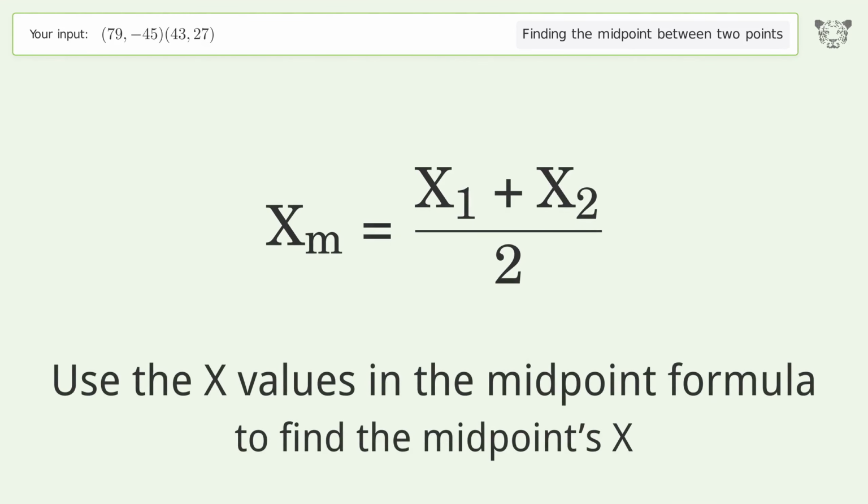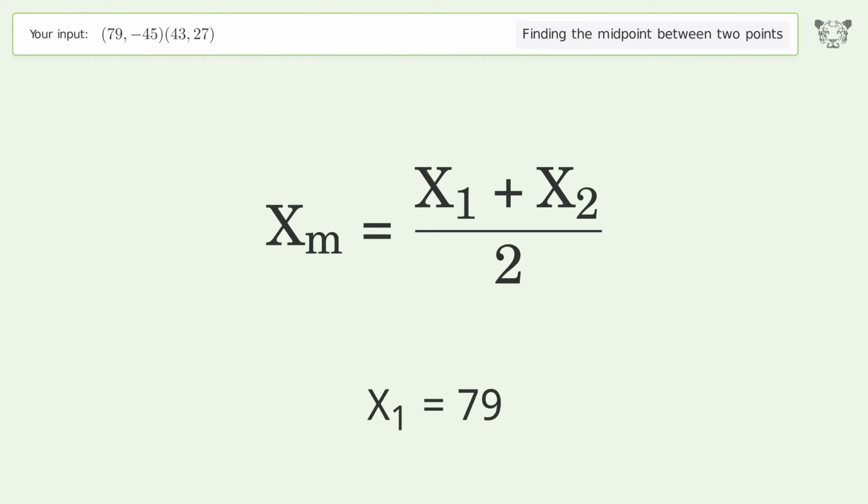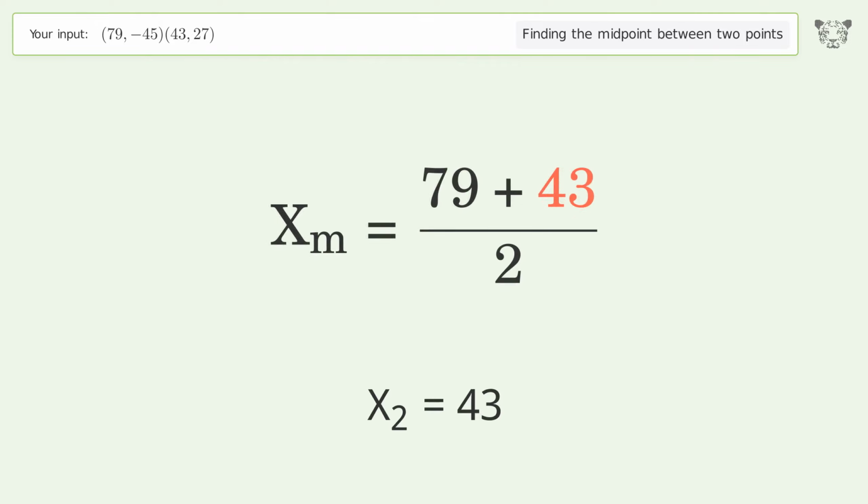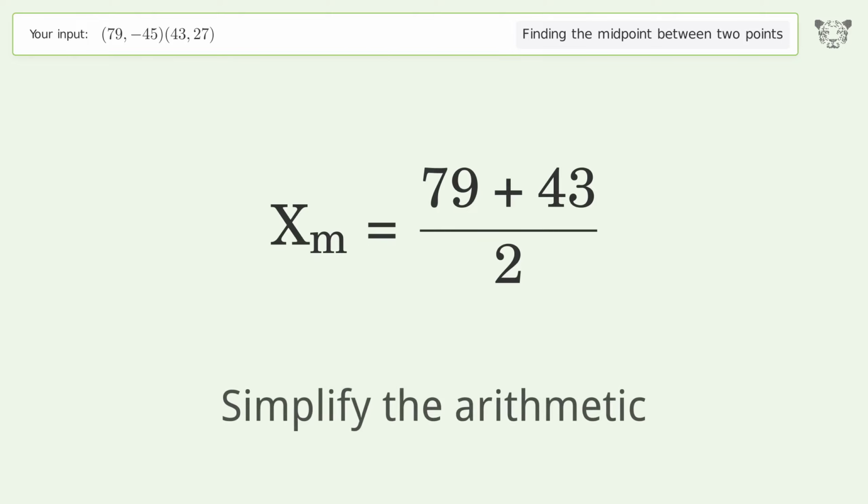Use the x values in the midpoint formula to find the midpoint's x. x1 equals 79. x2 equals 43. Simplify the arithmetic.